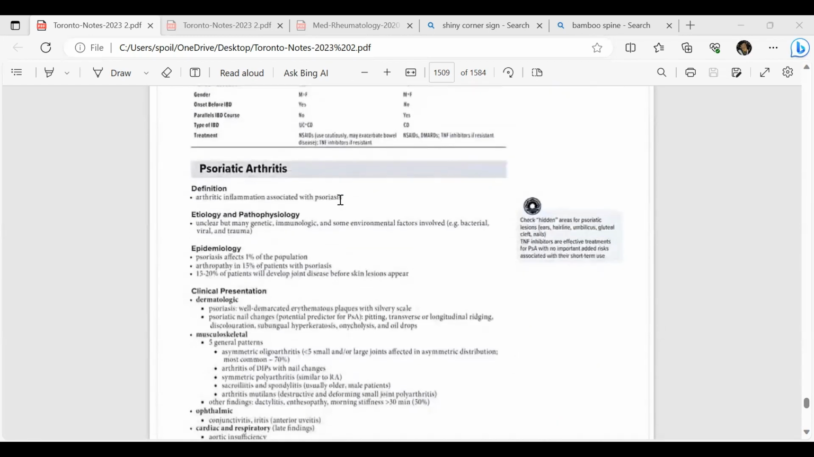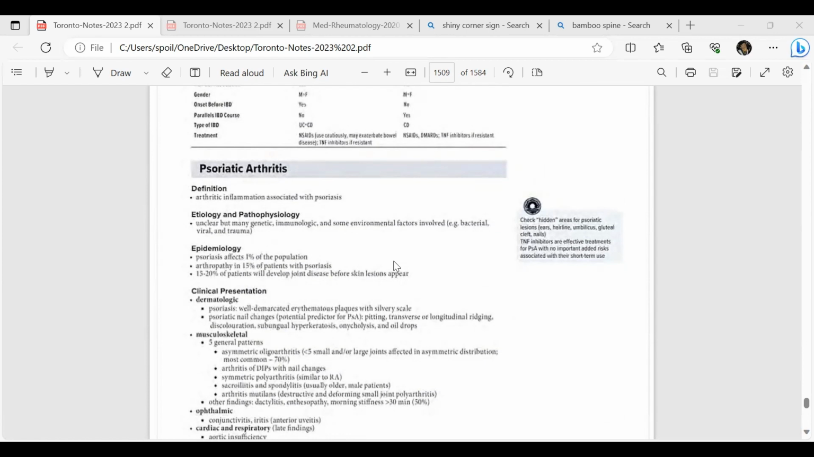Okay. Now, psoriatic arthritis is arthritic inflammation associated with psoriasis. Okay, and the etiology is unclear, but it might be genetic, because of immunologic deficiency or reaction, or it can be environmental, that is bacterial or viral infection or trauma.